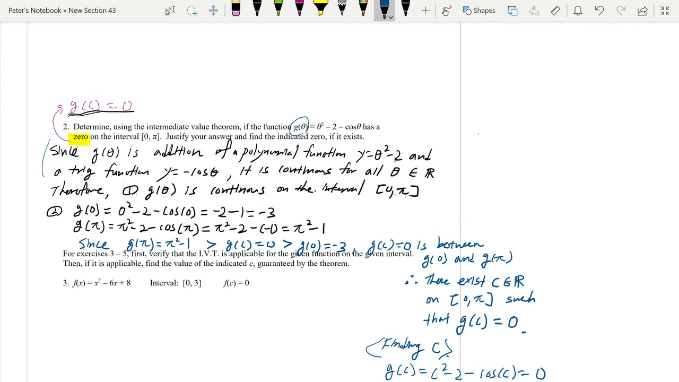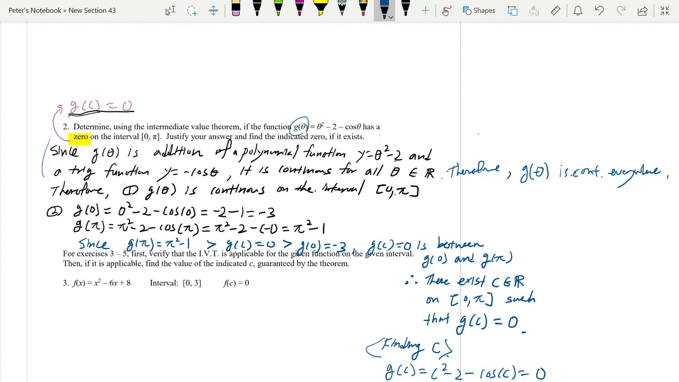I actually forgot to write that down. So here you can say, therefore, g of theta is continuous, let's just say everywhere. We don't have to be too formal because you know what I'm talking about right now. G of theta is continuous everywhere. So therefore, or hence, g of theta is continuous on the closed interval 0 to pi.